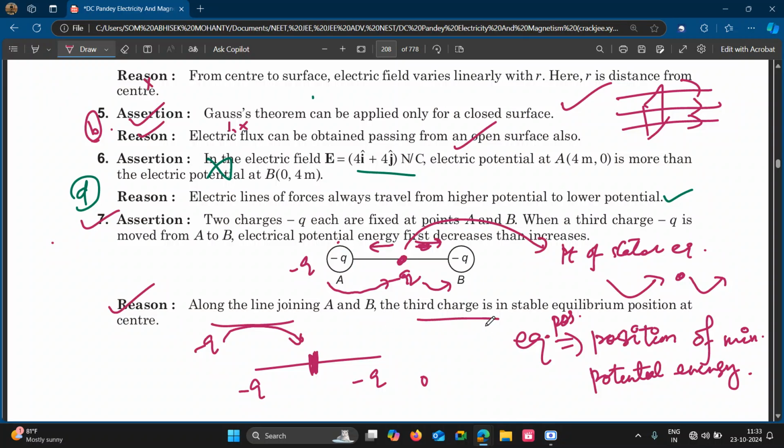And also this is the correct explanation. So this is option A. Very good question. Okay. Please write it down.